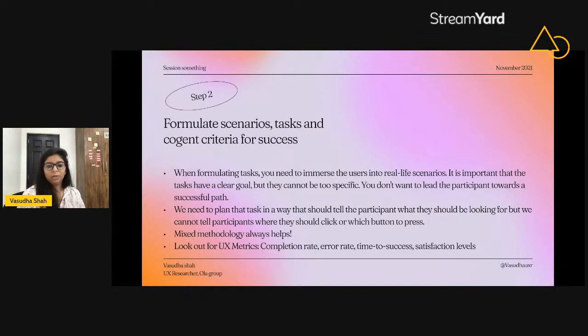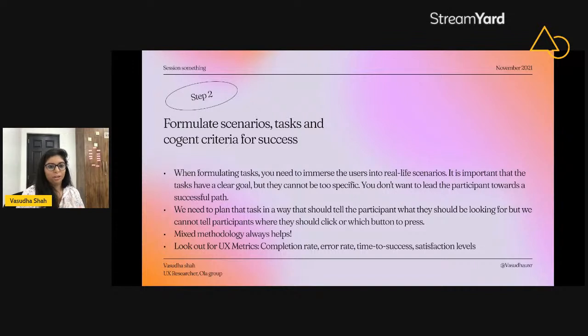So when formulating tasks, you need to immerse the users into real life scenarios, right? It is important that the tasks have a clear goal, but they cannot be too specific, because you don't want the participant to be led on. You want to see them in their context and understand how they would go about this journey if you weren't present there. We need to plan the task in a way that tells the participant what they should be looking for, but we cannot tell participants where they should click or what button to press. So basically, don't lead your participants on. That's extremely important. Otherwise, you lose the purpose of the study.